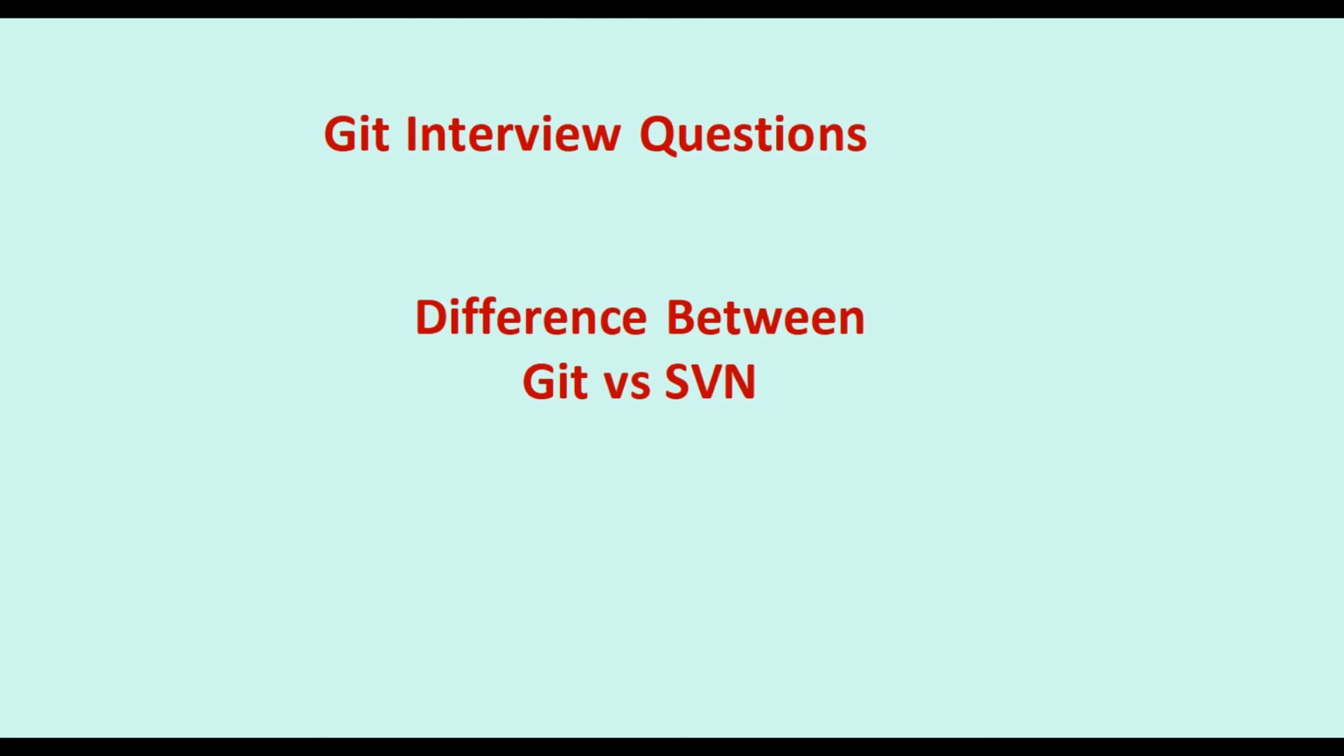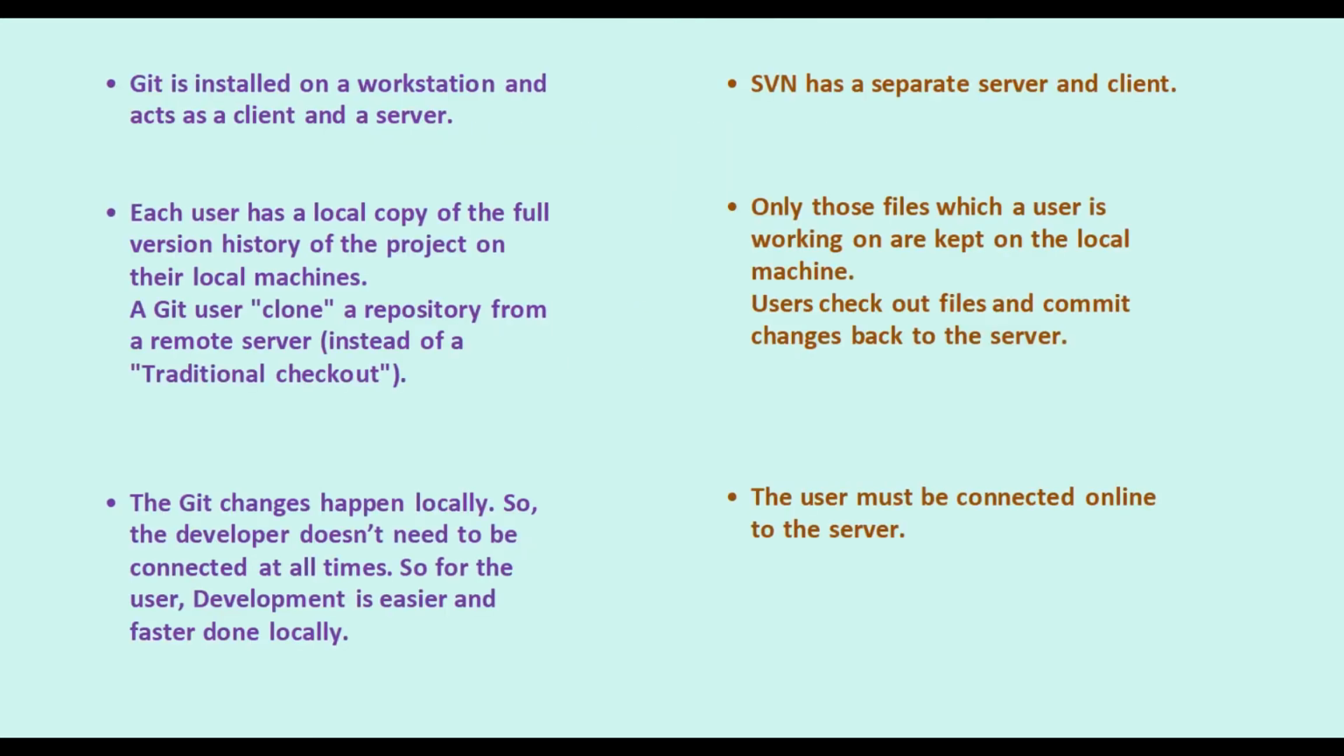In this video, we are going to see the difference between Git and SVN. So Git is installed on a workstation and acts as a client and a server, whereas SVN has a separate server and a client.